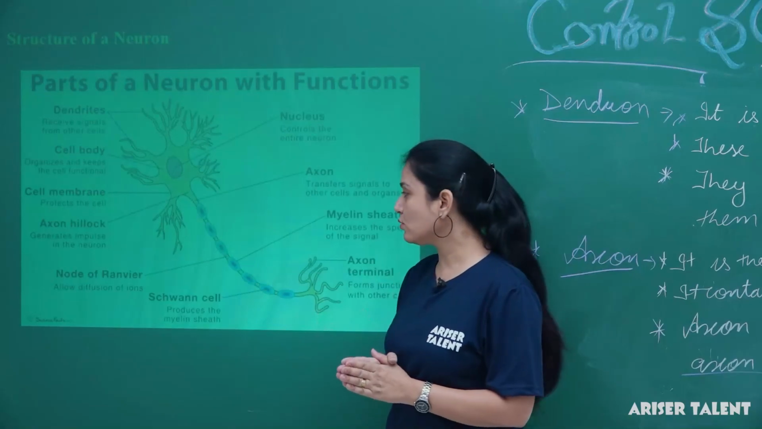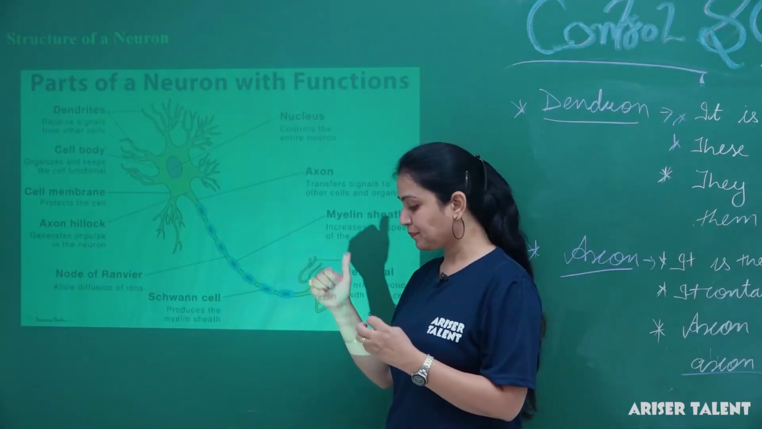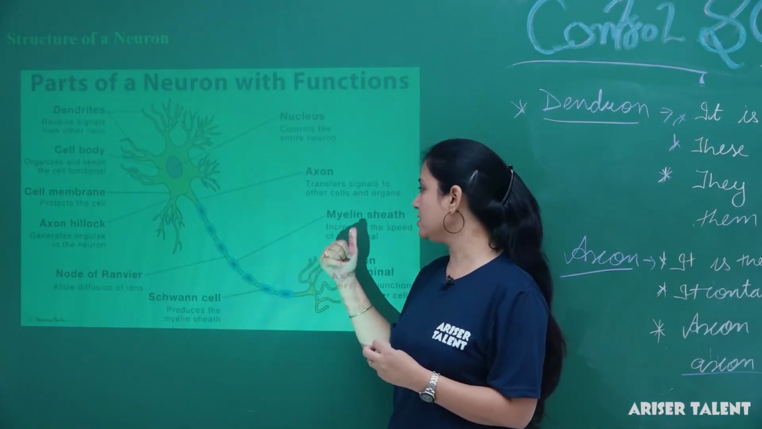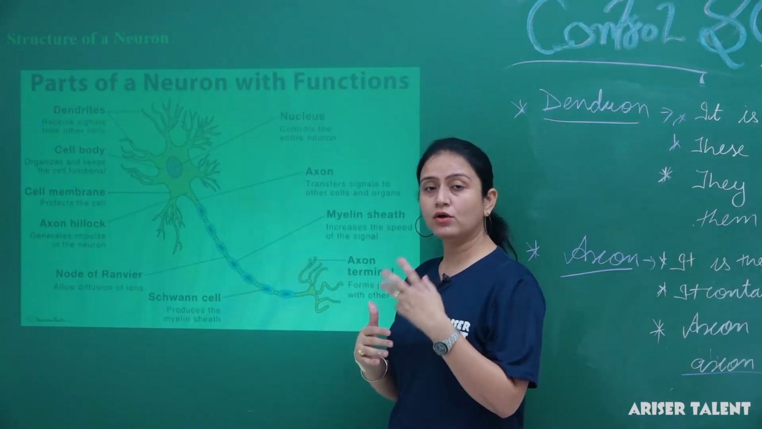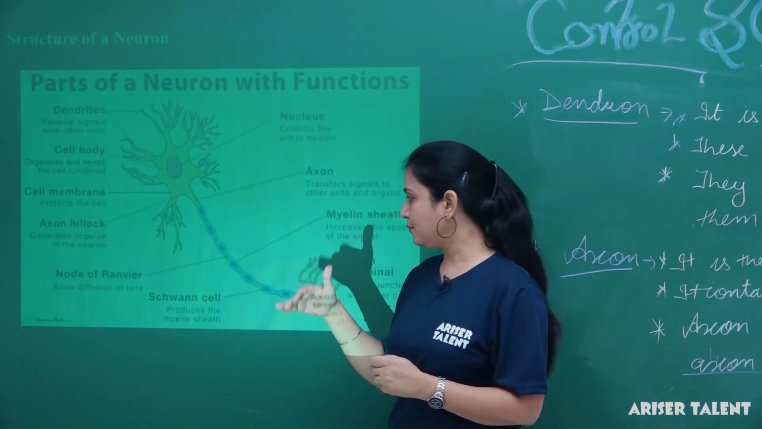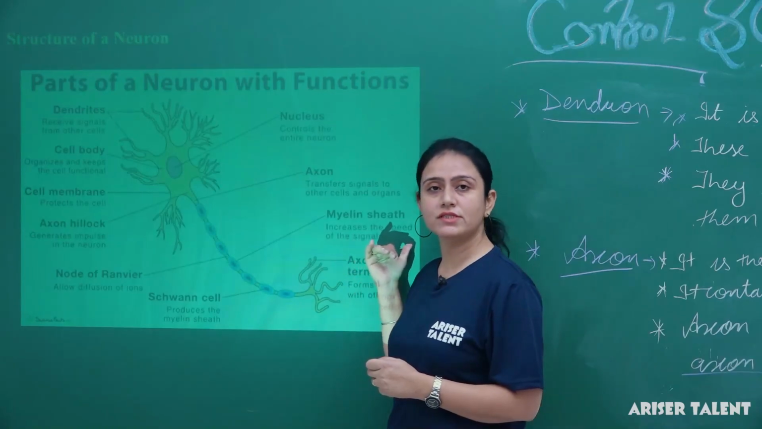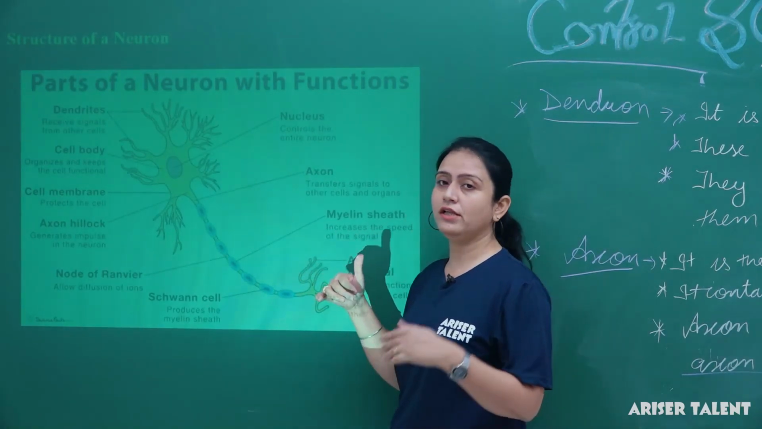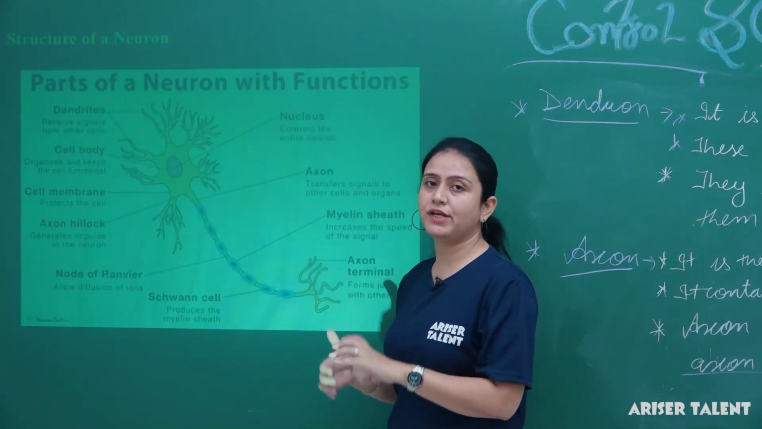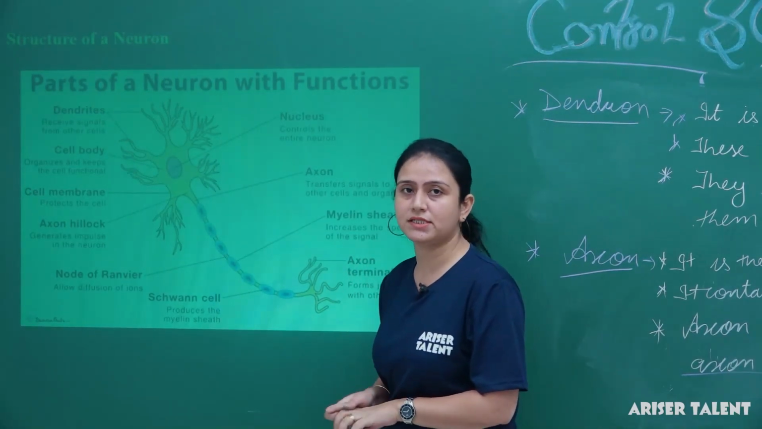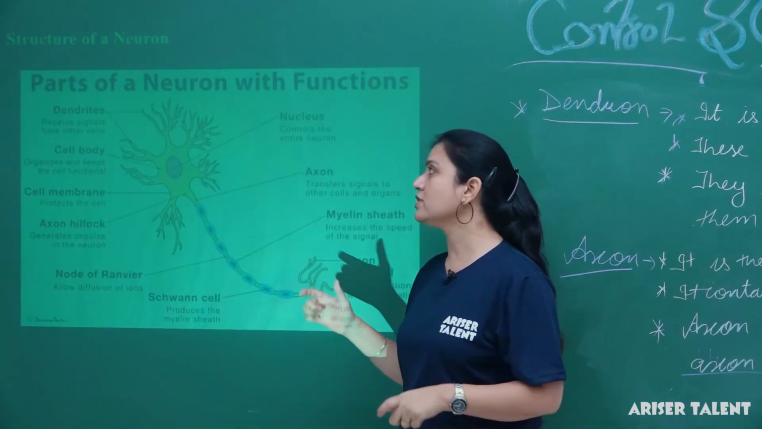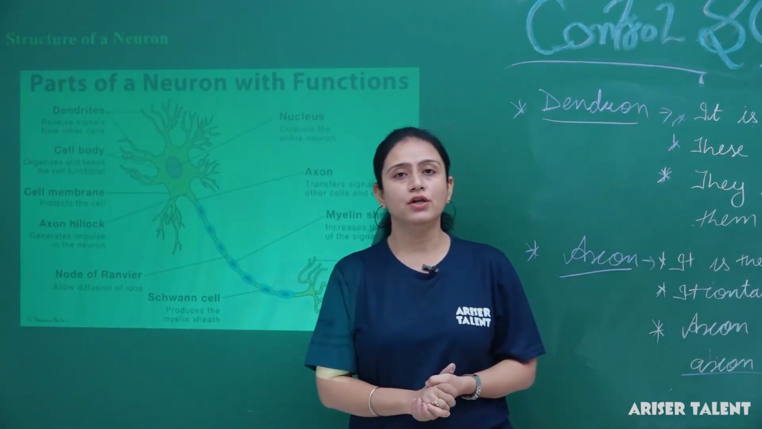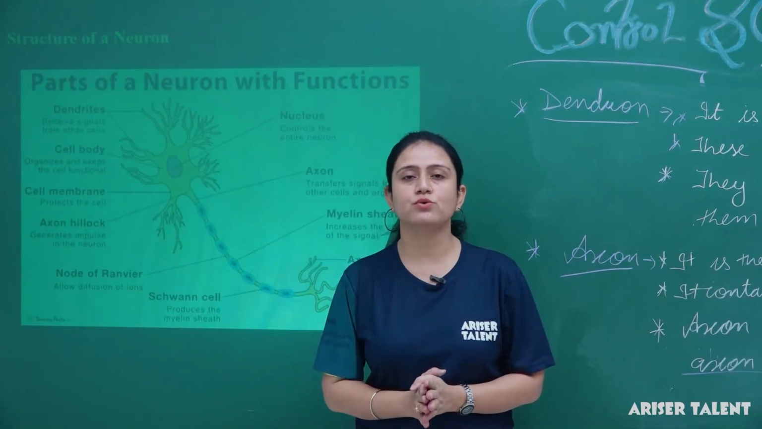And those animals that do not have this myelin sheath are known as non-myelinated. Okay, now animals that have this myelin sheath have a good speed of transfer of signals, but those that do not have this myelin sheath lack a good speed of transfer of impulses or stimulation. Okay, so this was all about the structure of a neuron. Hope you all understood it. Thank you.